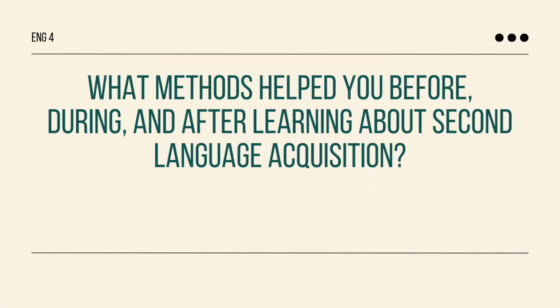What methods helped you before, during, and after learning about second language acquisition? He gave us a brief overview of the book New English 5. He used the New English 5 book as a method to learn English. He claims that this book contains a variety of evaluations. The exercises and tasks in the New English 5 textbook are creative. This book uses English as its primary language.